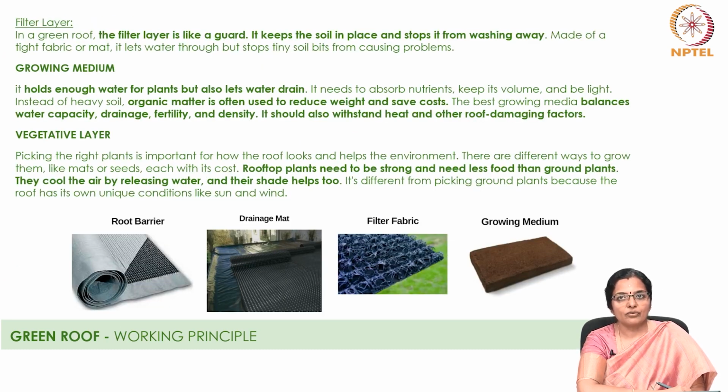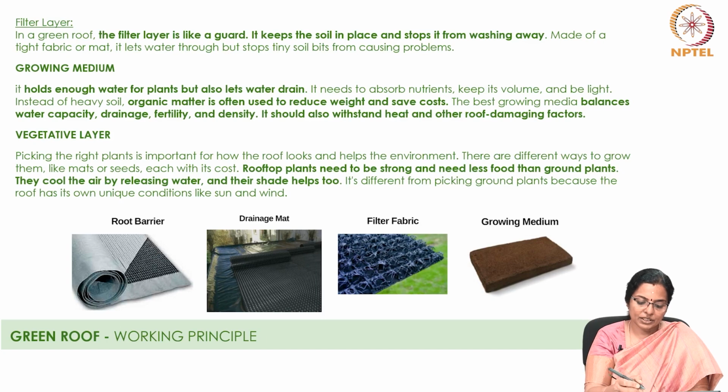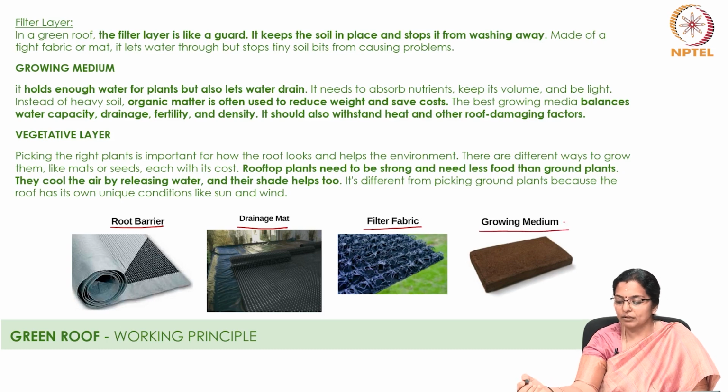Then comes the filter layer. In a green roof, the filter layer is like a guard. It keeps the soil in place and stops it from washing away. Made of a tight fabric or mat, it lets water through but stops tiny soil bits from causing problems. So here are the pictures of how a root barrier, a drainage mat, a filter fabric and growing medium look like.